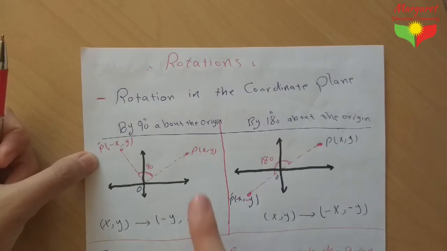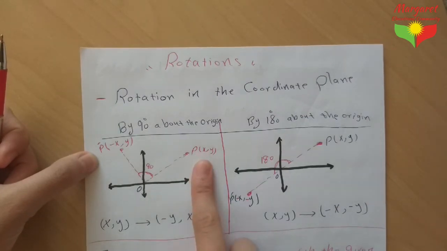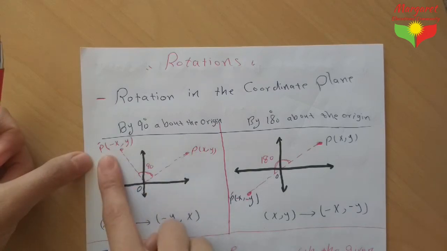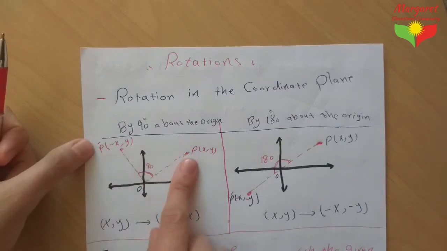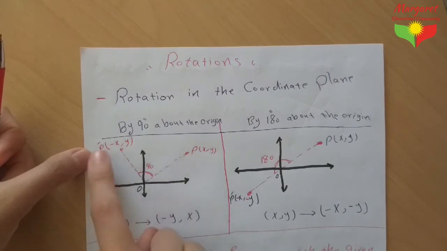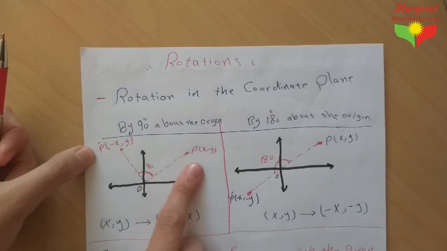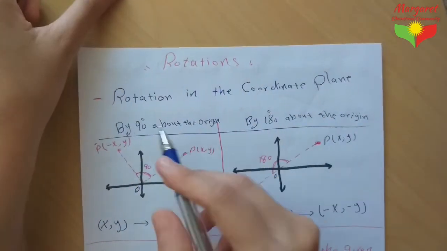To find the rotation of the point P by 90 degrees about the origin changes this point to another point. How? After finding the rotation, the point P is changed to P prime. The P prime, to find the rotation for P, is always by 90 degrees.